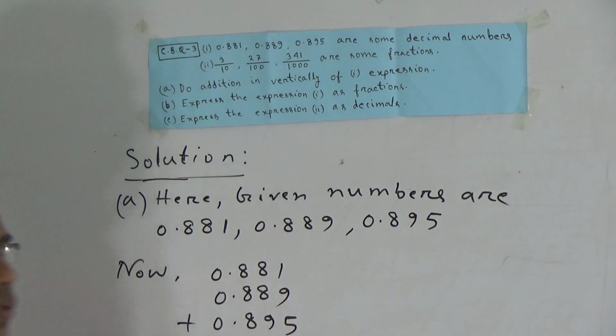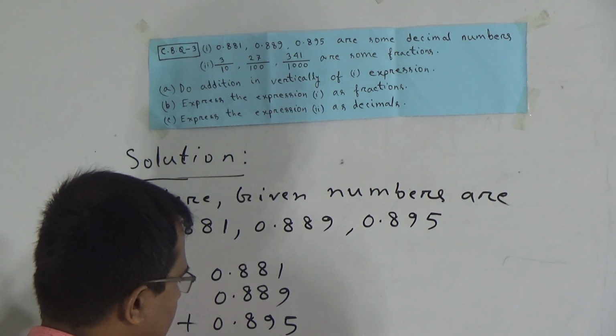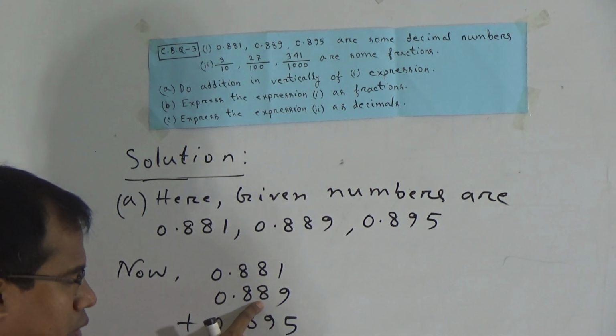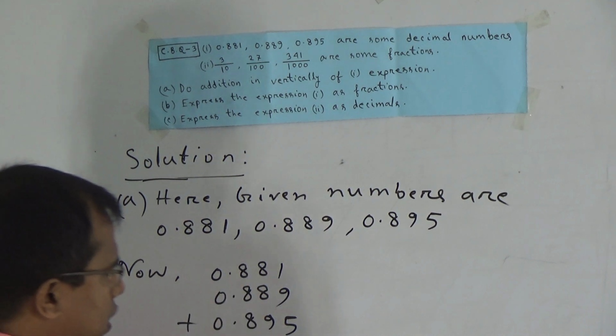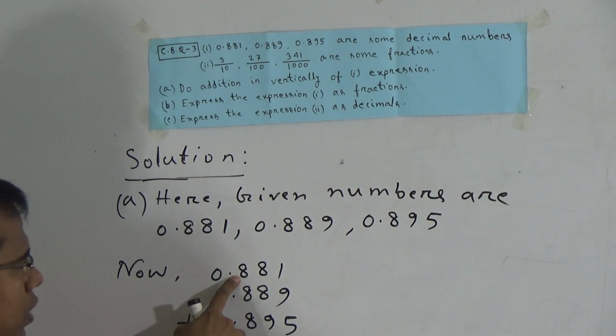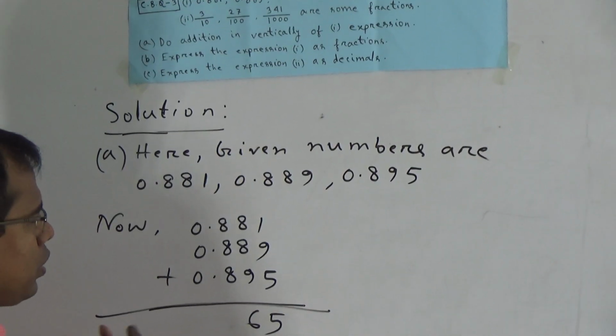At first 9 plus 1 is equal to 10, and 10 plus 5 is equal to 15. From 15 we will write 5 carrying 1. Now 1 plus 9 is equal to 10, 10 plus 8 is equal to 18, 18 plus 8 is equal to 26. From 26 we will write 6 carrying 2. 2 plus 8 is equal to 10, 10 plus 8 is equal to 18, 18 plus 8 is equal to 26.